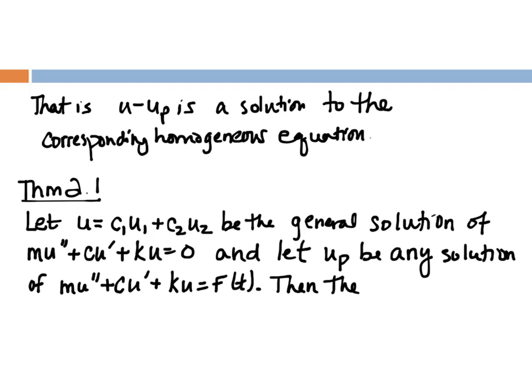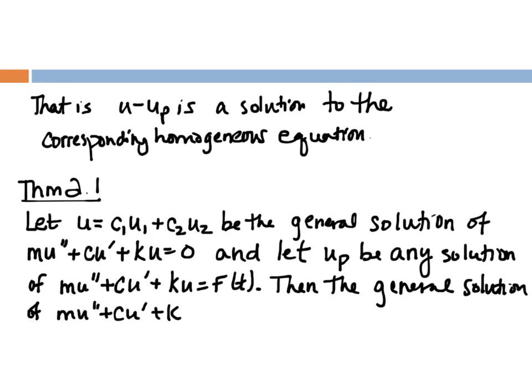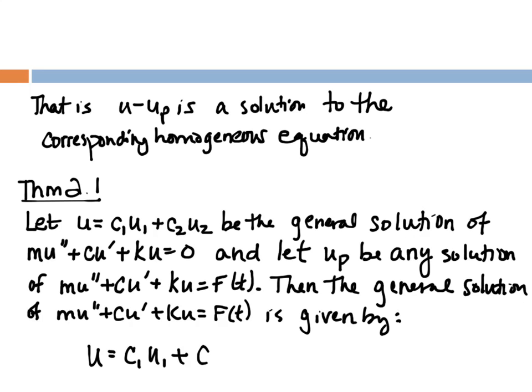Then the general solution of m u double prime plus c u prime plus ku equals f of t is given by u equals c1 u1 plus c2 u2 plus u sub p.